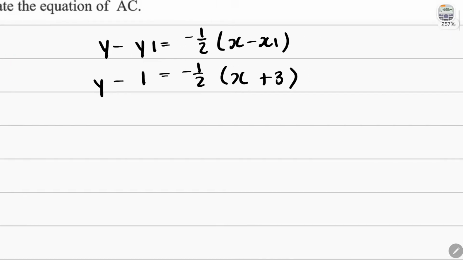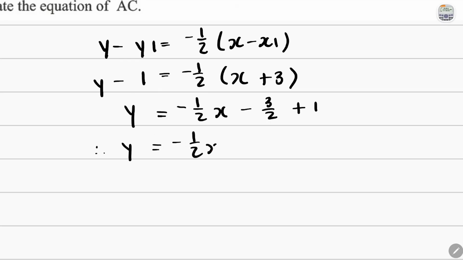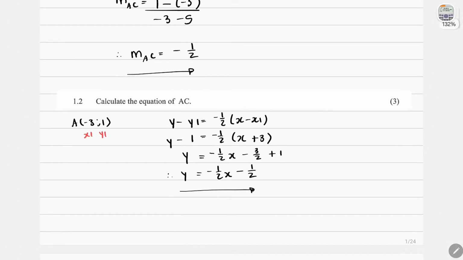Now we can just simplify this. Start with the right hand side because you're just going to transpose. This is negative a half x, and that becomes negative 3 over 2. Then when we transpose, it becomes plus 1, and y is equal to. So y is finally equal to negative a half x, and 1 minus 3 over 2, you can see that this is bigger and it's negative, so it will be negative a half. That is our answer. That is the equation of AC.